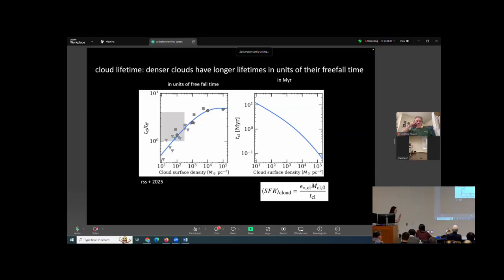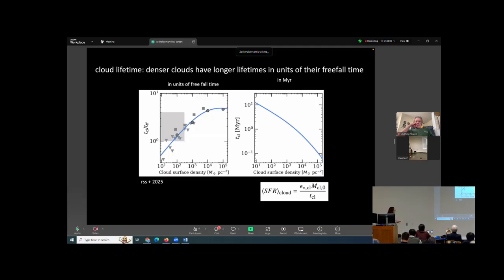Then we also need to know the lifetime of the clouds, the time that they have to convert their gas into stars at this efficiency. And from the simulations, it turns out that the denser clouds also take longer to be dispersed in units of their freefall time. Okay, so even though that time scale in mega years is shorter because their freefall times are shorter for the denser clouds, in terms of the freefall time, their lifetimes are also longer, which partially explains why they are more efficient at converting gas into stars, because they have more freefall times to do it in.